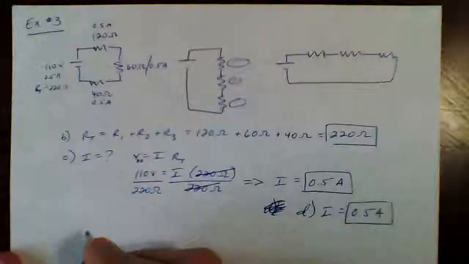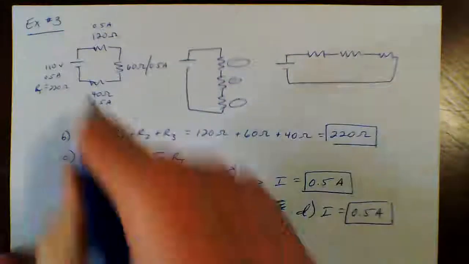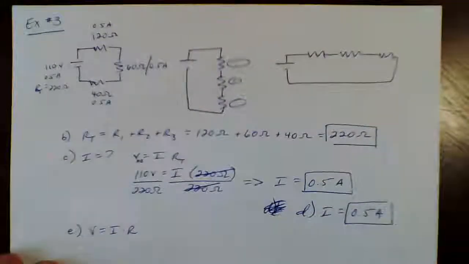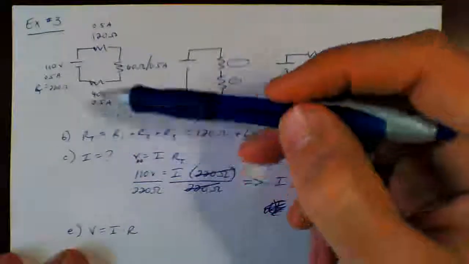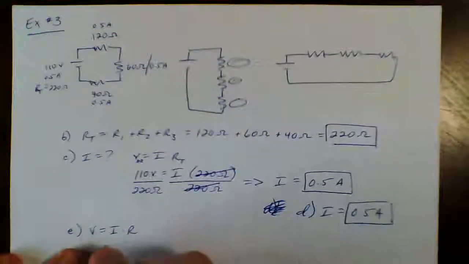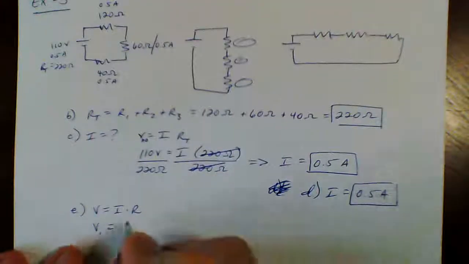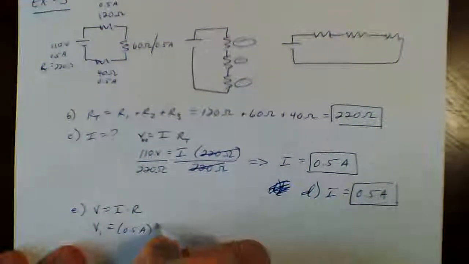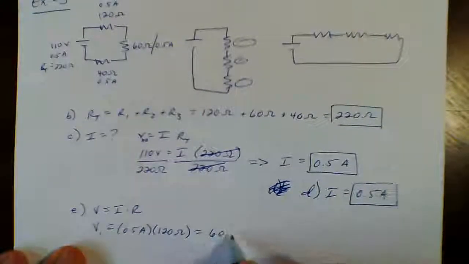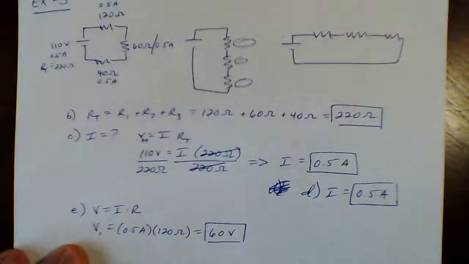Well, the last question says, what is the voltage drop across each resistor? If we want to know the voltage drop across the 120 ohm resistor, we're going to say V equals I times R. If voltage equals current times resistance, then current is 0.5 amps times 120 ohms. So voltage across resistor 1 is equal to 0.5 amps times 120 ohms, which is equal to 60 volts. That is the voltage dropped across there.